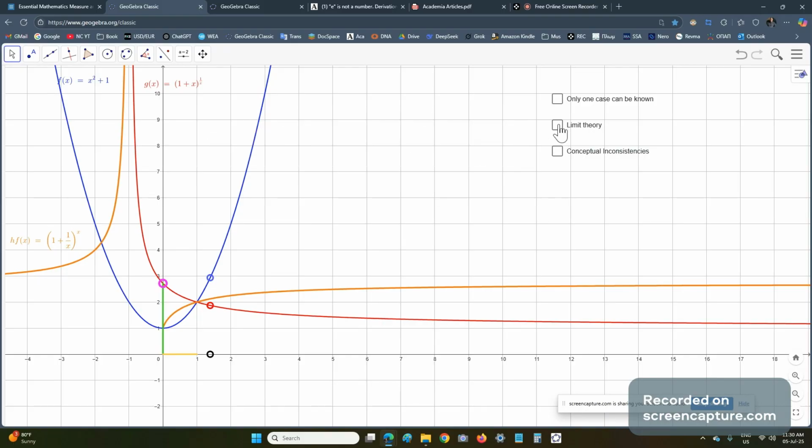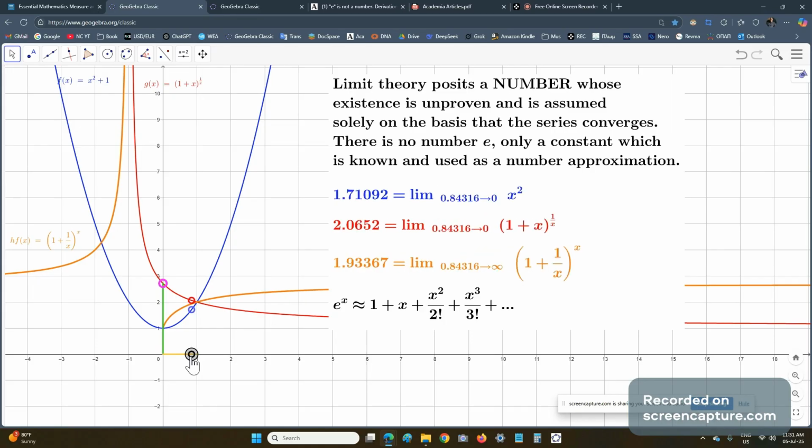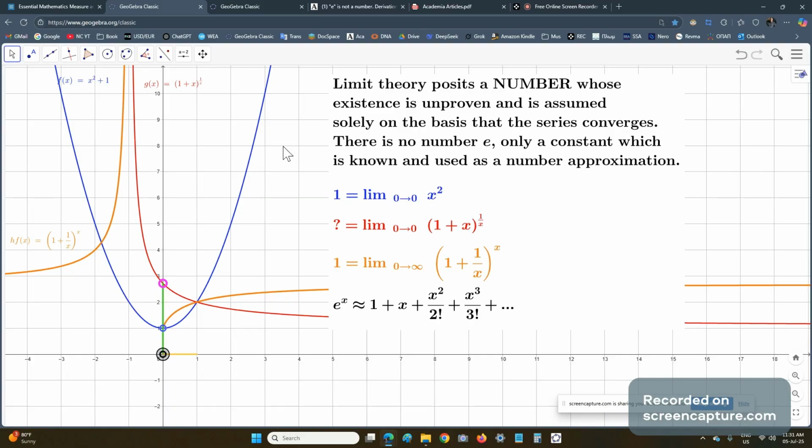Now, limit theory is problematic, always has been, full of flaws and misconceptions. Limit theory posits a number whose existence is unproven and is assumed solely on the basis that the series converges. But just because a series converges doesn't mean that the limit is a number. If you look at this blue function here, which is a parabola, as we approach 0, it does converge to a number. That number is 1. But as you can see, there is no number here, even though we're looking at the limit. Of course, if you take the actual limit, supposedly you'll get e. But e is not a number, it's just a symbol.